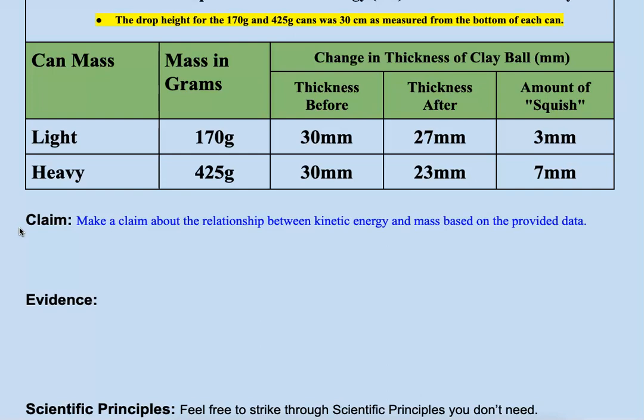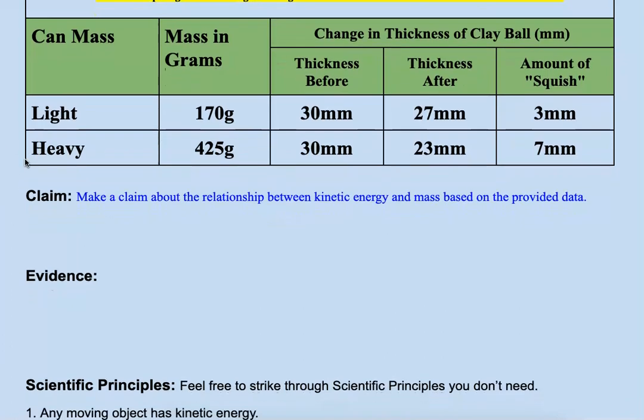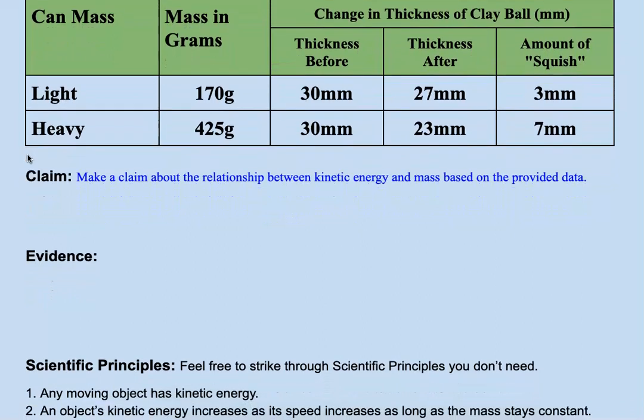So again, my claim would be the kinetic energy of an object increases as the mass increases as long as the speed remains constant. So now that I have my claim, I want to highlight it, copy it, and paste it into my evidence. And I also want to paste my claim into my reasoning statement in two places, once at the beginning and then once at the end, so I can use it as the beginning and the end of my reasoning statement.